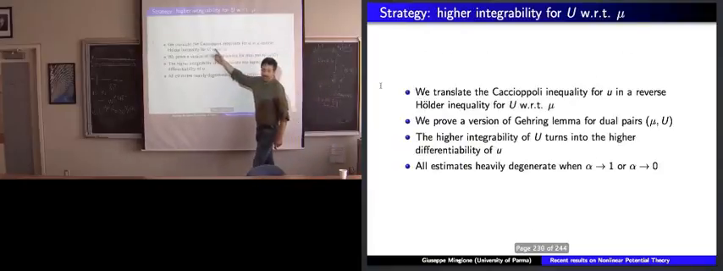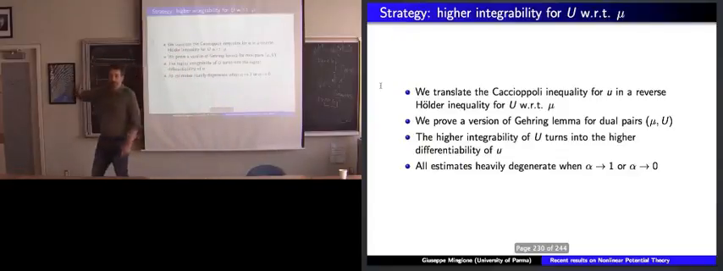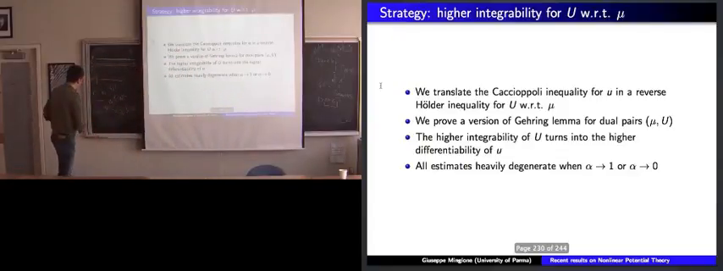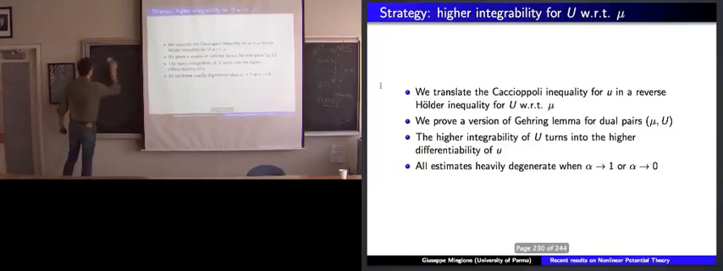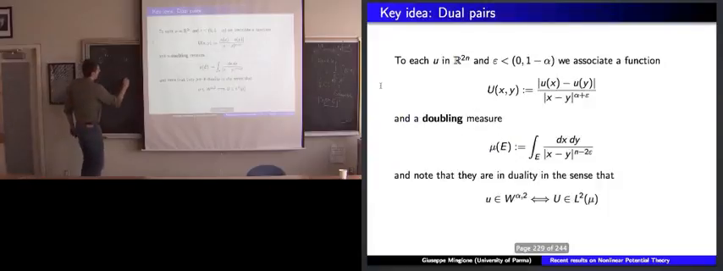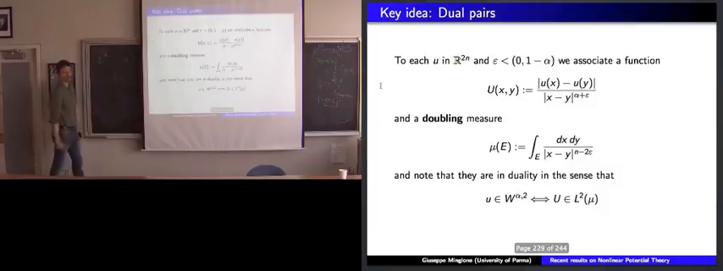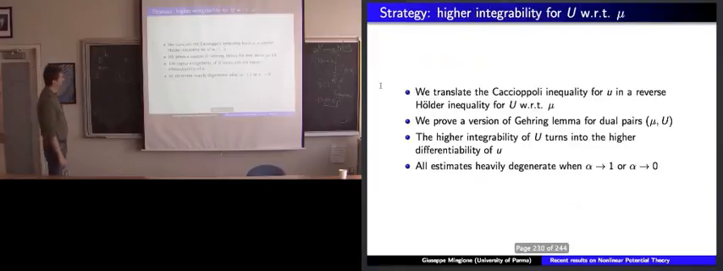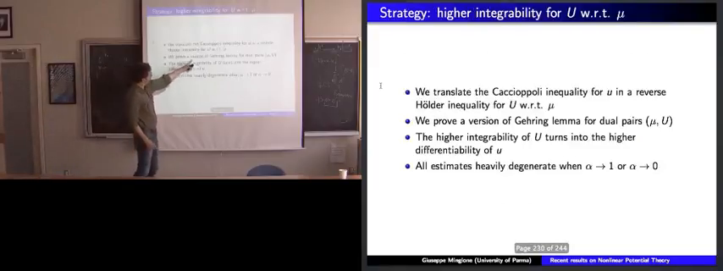Because now we translate the Caccioppoli type inequality in terms of, okay, what we do is the following thing. We have a Caccioppoli type inequality in Rn for U. Now we go back to capital U and mu, and we lift this Caccioppoli inequality into a mu inequality, which is in R^(n times n). Then we prove a local version for dual pairs of Gehring's lemma.